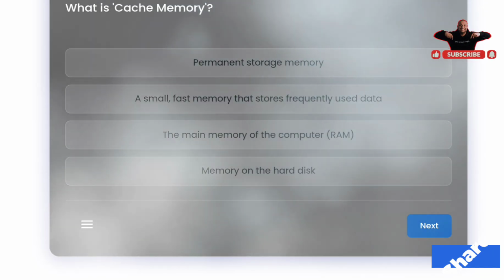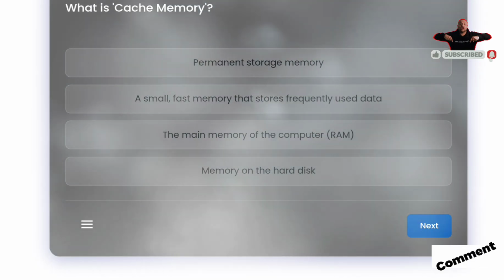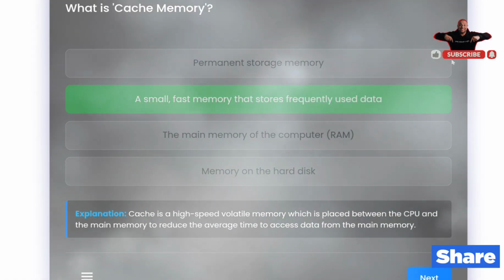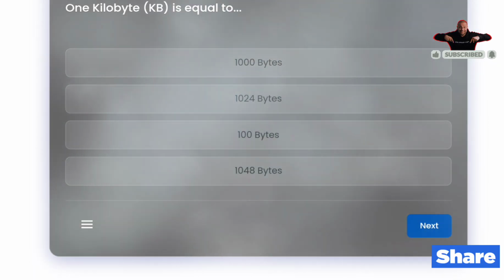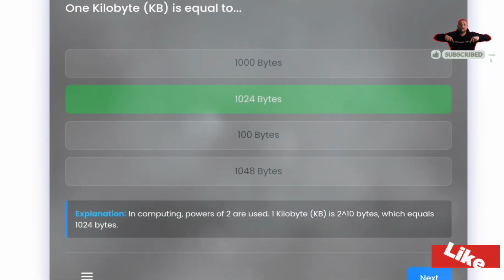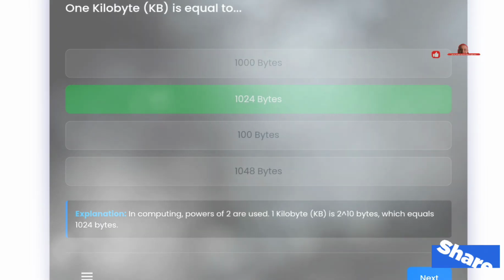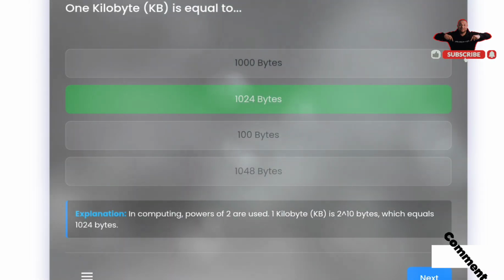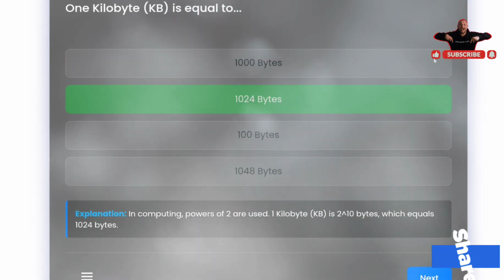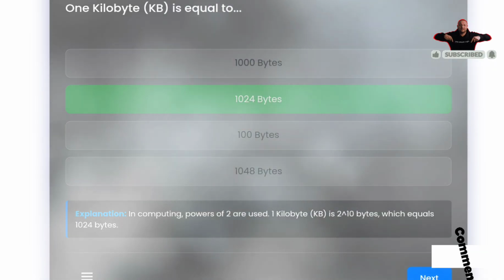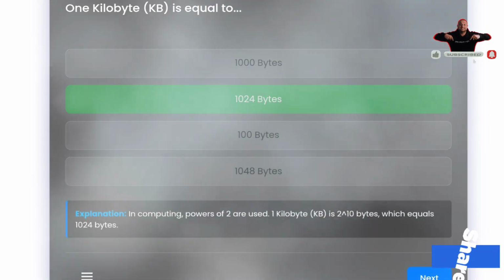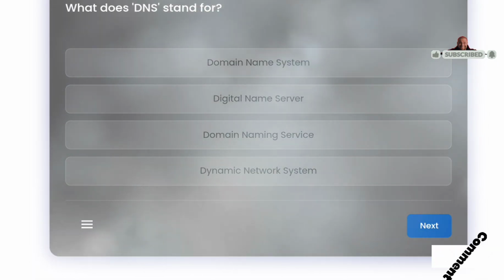What is cache memory? That means a small fast memory that stores frequently used data. Okay. Next question. 1 kilobyte is equal to 1024 bytes. 1 kilobyte कितना बाइट होता है? In computing, powers of 2 are used, 1 kilobyte is equal to 2 to the power 10 bytes, that means 1024 bytes. 1 kilobyte equal to 1024 bytes.